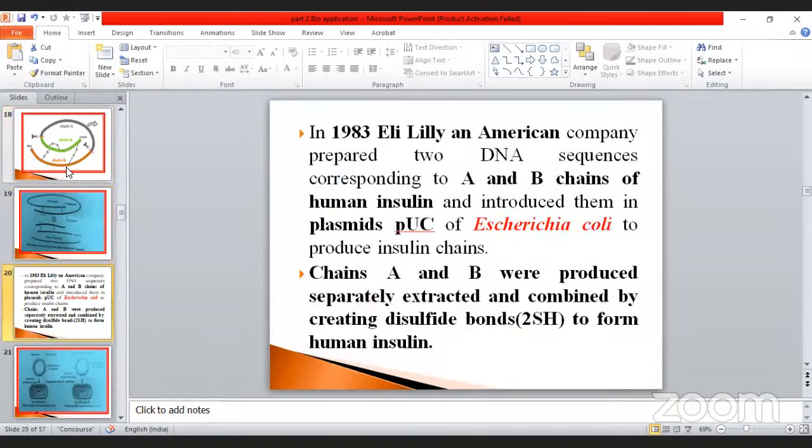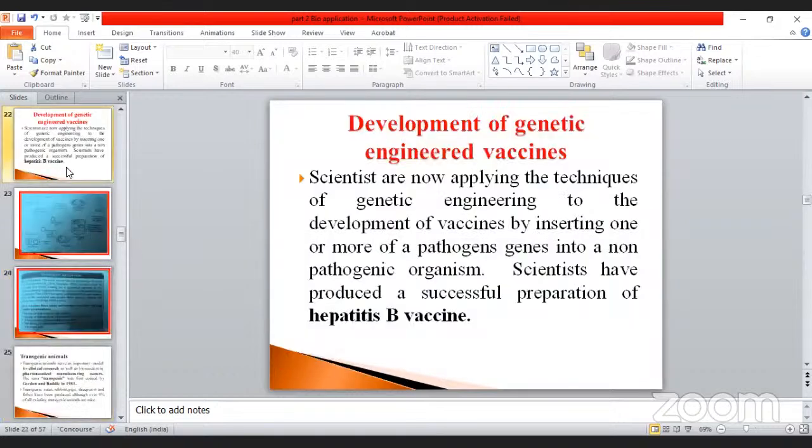In the year 1983, Eli Lilly, an American company, prepared two DNA sequences, A and B, separately. After the separation, they are united together with the help of a disulfide bridge. Which plasmid is responsible for insulin production? pUC, which is isolated from Escherichia coli. That is very, very important, my dear students.